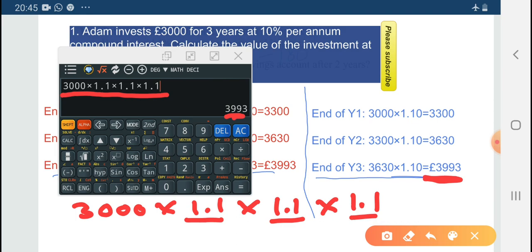If it was a 20% increase, we would have done times by 1.2, times by 1.2, times by 1.2, and so forth. So I could have just done this on the calculator and I could have just got the answer of 3,993. So this is so far the quickest one out of the lot. Just do 3,000 times 1.1 for the first year, times another 1.1 for the second year, times another 1.1 for the third year, and you get the answer of 3,993.